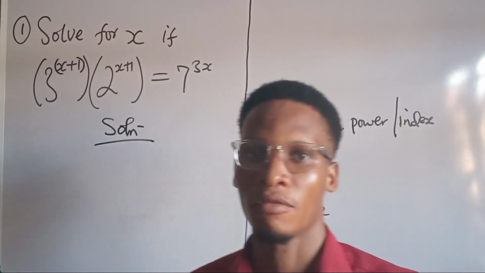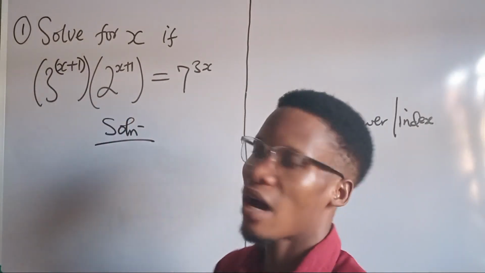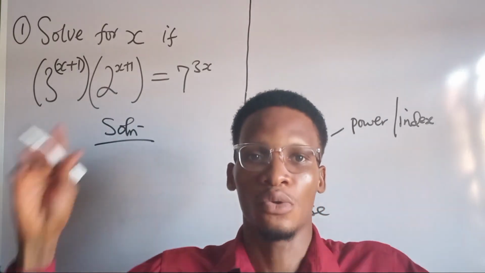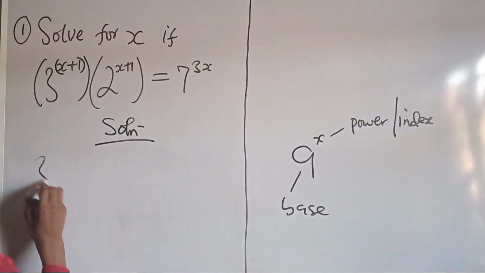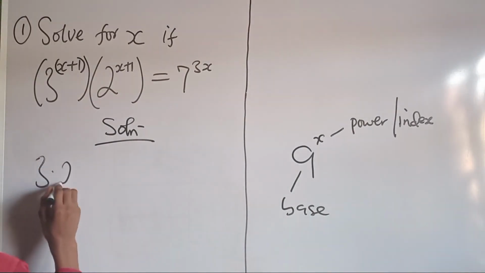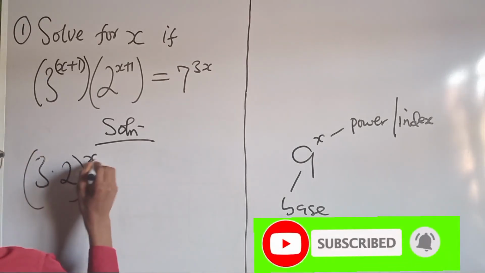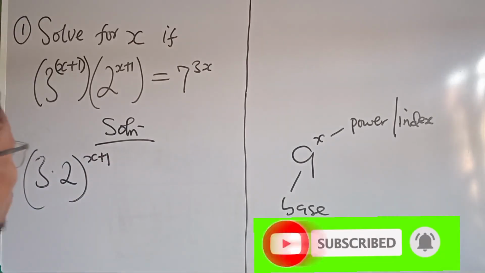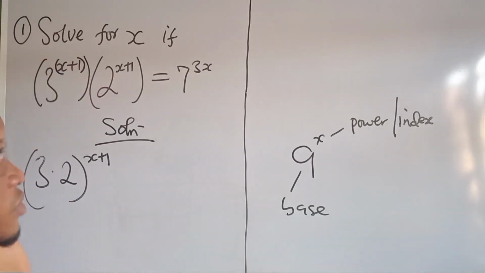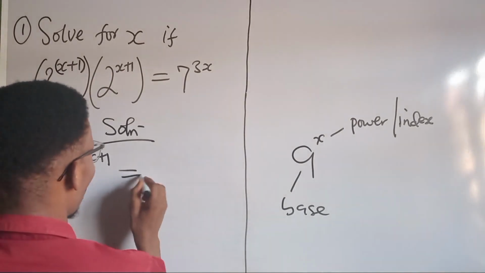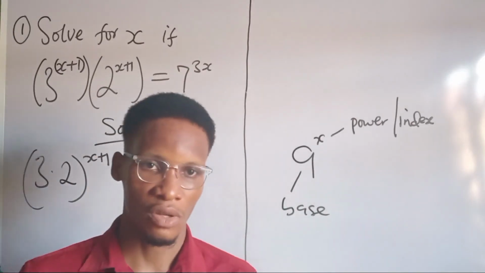Looking at the power of both brackets, you can now notice that both brackets have the same powers. So what you have to do is collect one of the powers. I will now say 3 multiplied by 2, then all raised to the power of x plus 1. So that if you want to go back, you can multiply this by the bracket and you get this. Now this is equal to 7 to the 3x.